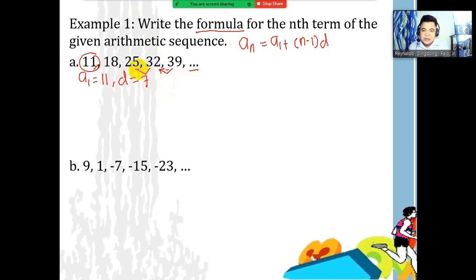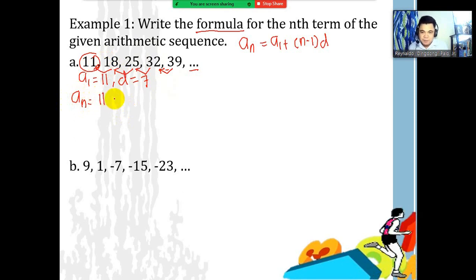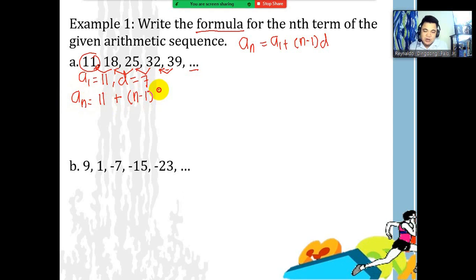You can also try the other pairs. 32 minus 25 is also 7, 25 minus 18 is also 7, and 18 minus 11 is also 7. So therefore, we can now write the formula for this sequence. Just substitute: a sub n equals the first term 11 plus n minus 1 times the common difference, which is 7.